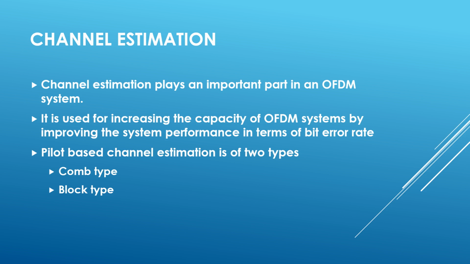Channel estimation. Channel estimation plays an important part in an OFDM system. It is used for increasing the capacity of the OFDM systems by improving the system performance in terms of bit error rate. Pilot-based channel estimation is basically of two types. So one is the comb type, and the other one is the block type.